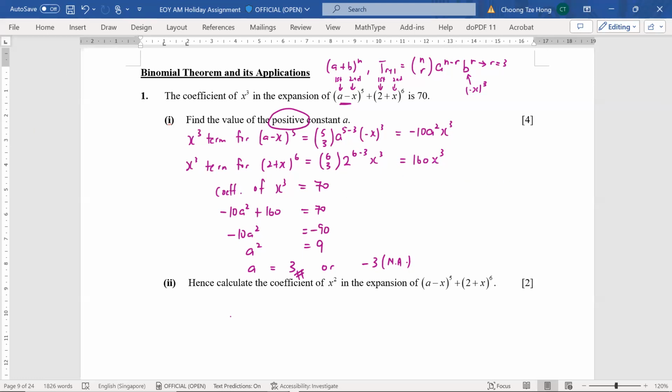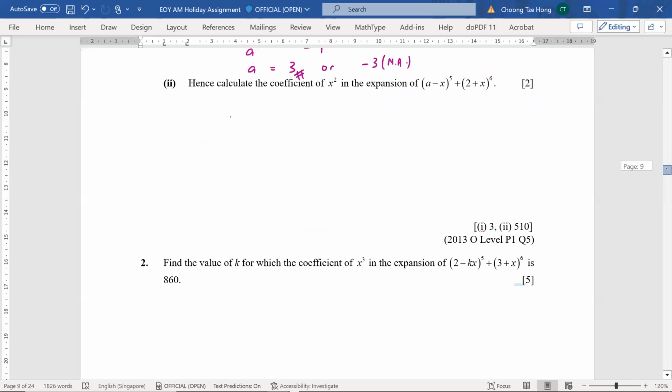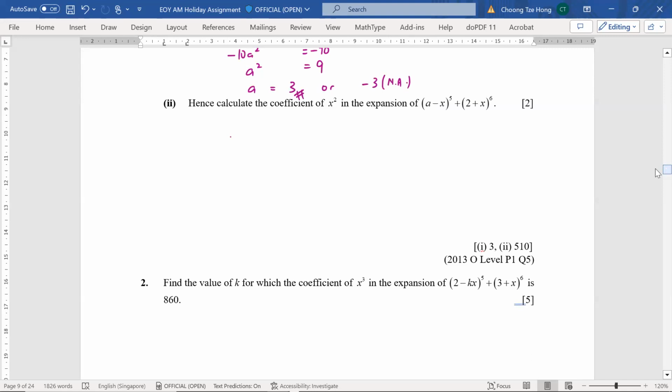Let's do the expansion. Let's straight away zoom in for the x squared term. Now we know that a is 3, so I replace it with 3. We have 5 choose 2. Since we are now going for the x squared term, 3 to the power of 5 minus 2, then (-x) squared. If you calculate it out, you will get 270x squared.